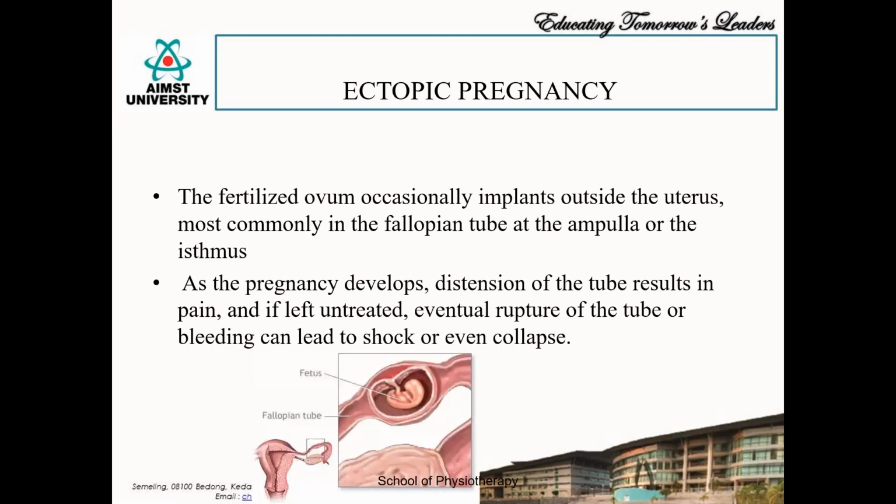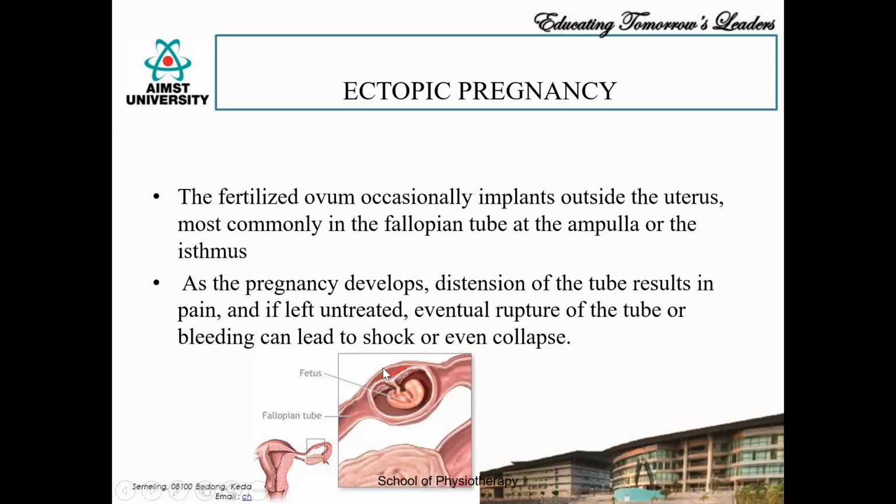Next is ectopic pregnancy. Normally, the egg will be moving in the fallopian tube. At the ampulla, it will undergo fertilization, and the egg will move towards the uterus and get embedded in the uterus. But sometimes, instead of the egg getting embedded in the uterus, it will get fixed in the fallopian tube itself.